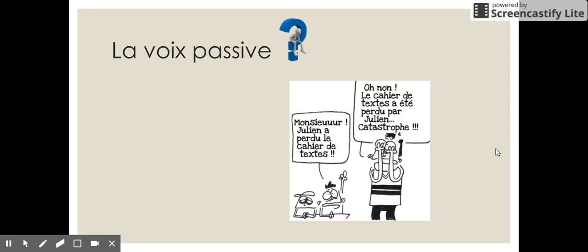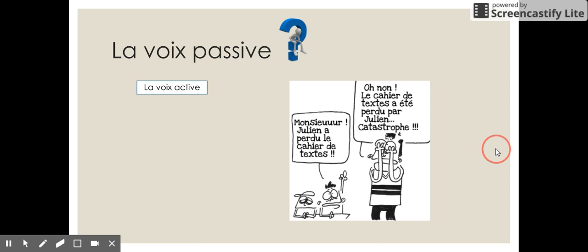On va discuter la voix passive. Mais qu'est-ce que c'est? Voici un exemple. Regardez bien la bande dessinée. Monsieur, Julien a perdu les cahiers de texte. Oh non, les cahiers de texte ont été perdus par Julien. Catastrophe. Donc voilà un très bon exemple de la voix passive et la voix active.